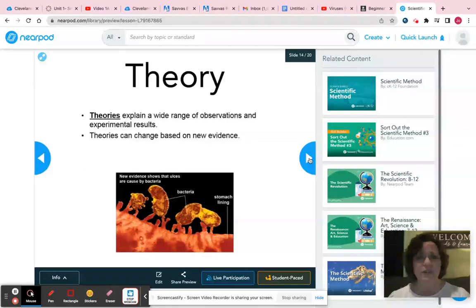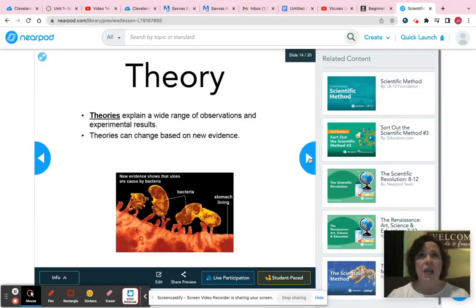I do want to talk for a second about the word theory. It says theories explain a wide range of observations and experimental results. Theories can change based on new evidence. Now, you probably know lots of theories. You probably know the theory of evolution. You probably have heard of the Big Bang Theory. There are lots of theories that we use to explain the world.